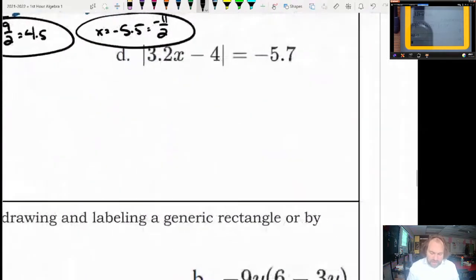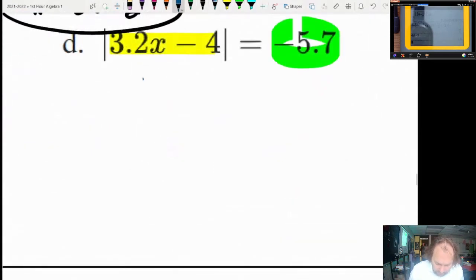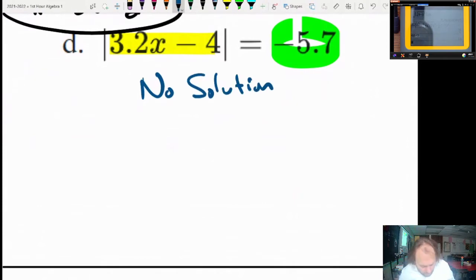Question D is that classic trick question which you're going to see on all these sets. You have an absolute value that equals a negative number. This is a no solution. Just watch out for problems like this because I'm going to put them in front of you and see if you can catch it along the way.